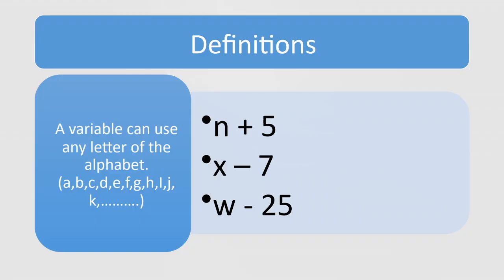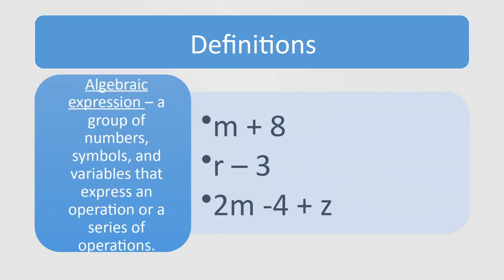Okay, so let's move to the next one. A variable can use any letter of the alphabet, so that's what I just mentioned. It can also use symbols, so you might see like delta, sigma, some Greek letters. But in this course, for the most part, we're just going to use letters of the alphabet. So an example is n plus 5, so you have the variable n there, an x, a w. So just some introduction to variables. So an algebraic expression is when you have a group of numbers, symbols, and variables that express operations or a series of operations. So it's just basically, it has a mixture of letters, numbers, symbols that express some sort of operation.